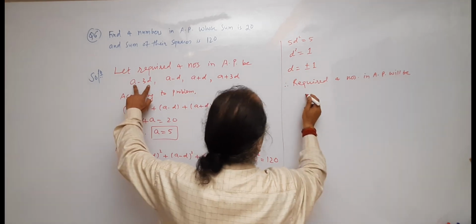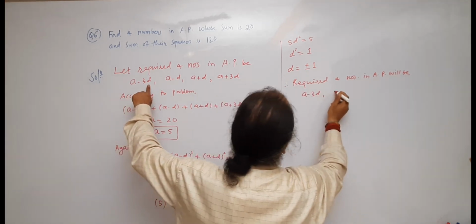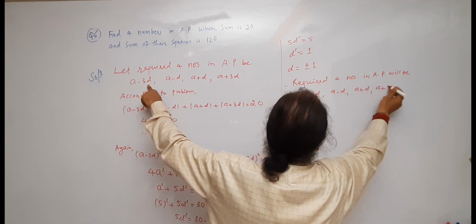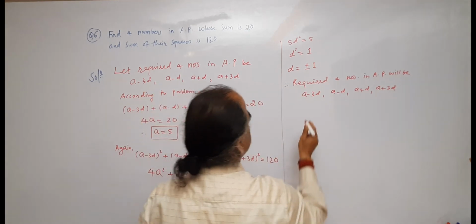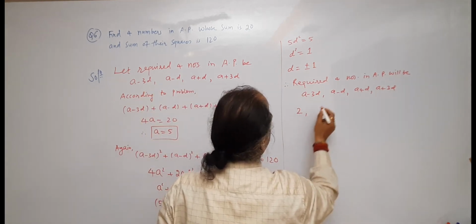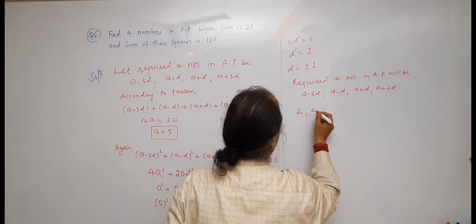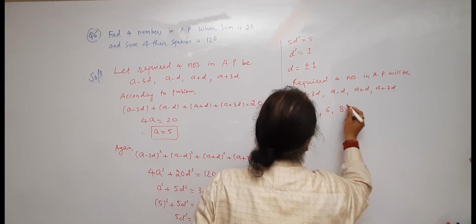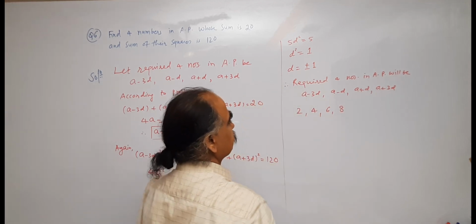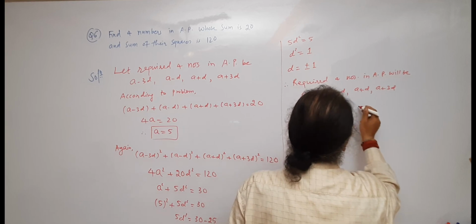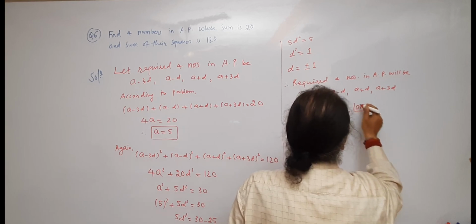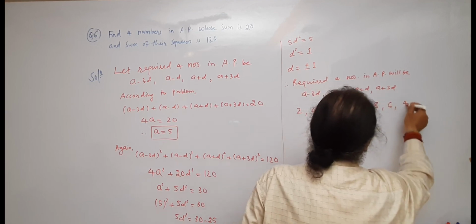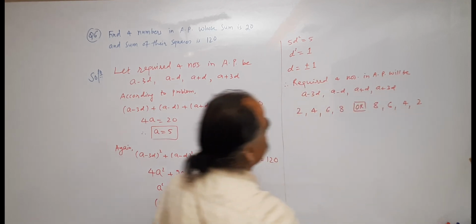first write a minus 3d, a minus d, a plus d, a plus 3d. So 5 minus 3, 2, 5 minus 1, 4, 5 plus 1, 6, 5 plus 3, 8. And when you place d as minus 1, then it will give you 8, 6, 4, 2.